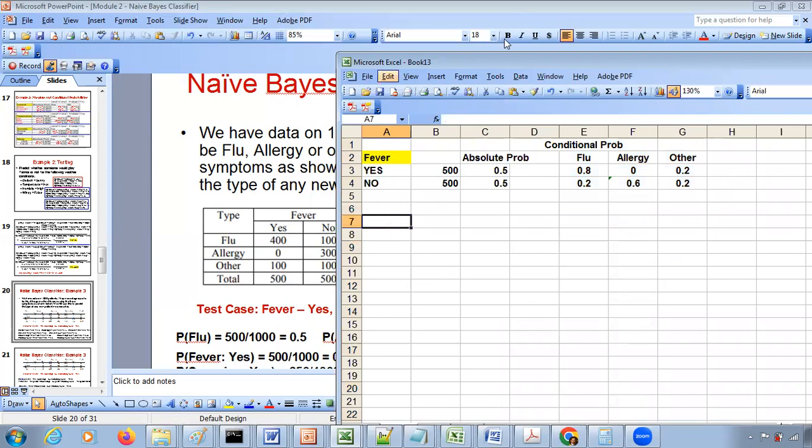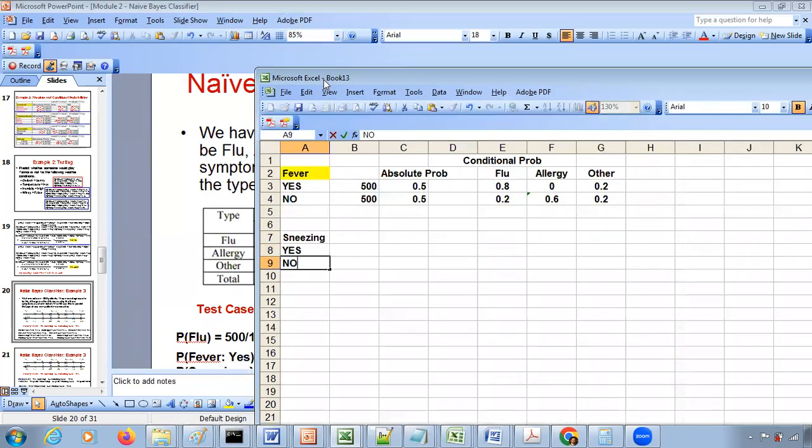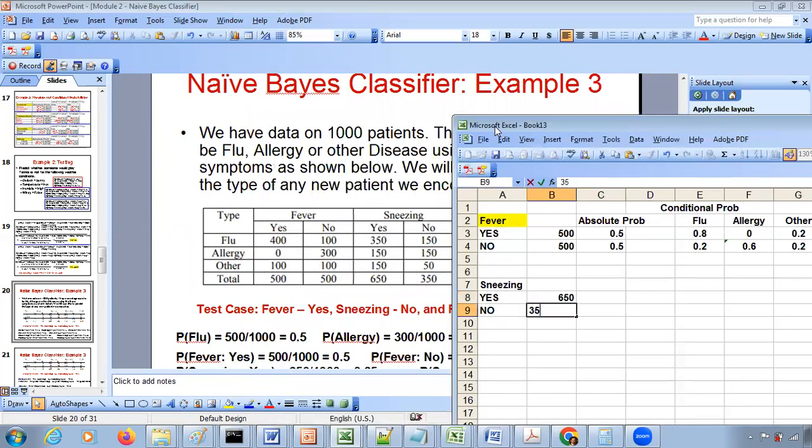So now we'll do the same thing for sneezing. And the sneezing feature values are again yes or no. So total sneezing yes is 650 and 350 as no. So the absolute probability is going to be out of the 1000, 650 had sneezing yes, and 350 of the 1000 had no for sneezing. So now we are ready to calculate the conditional probabilities for these three diseases.